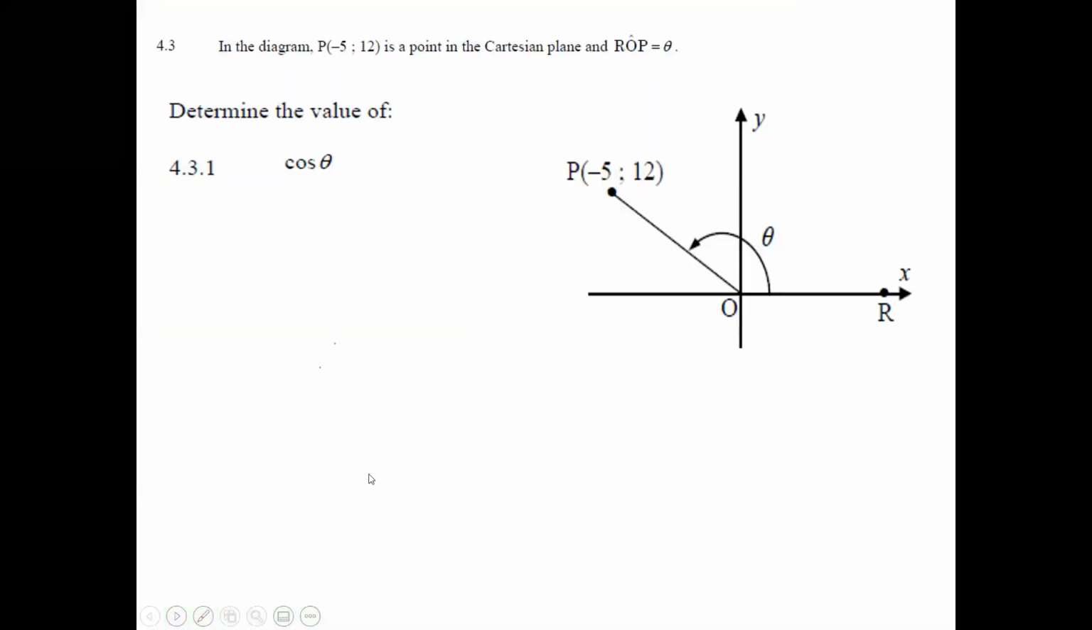Okay, so there we have a question that came out in the past paper. Let's give you some time to try this one out. It says in the diagram, P is a point (-5, 12). And now they want us to find cos theta. So let's give you some time.